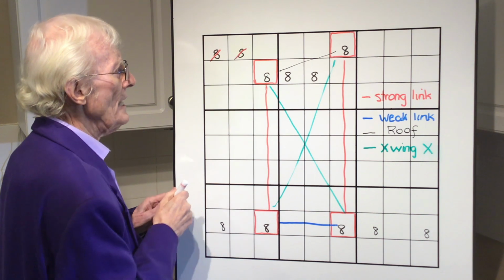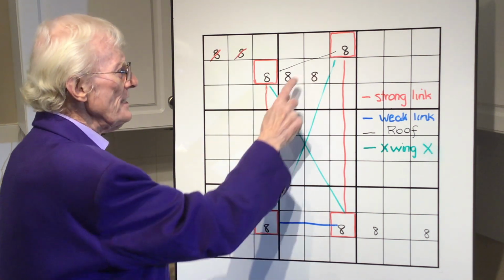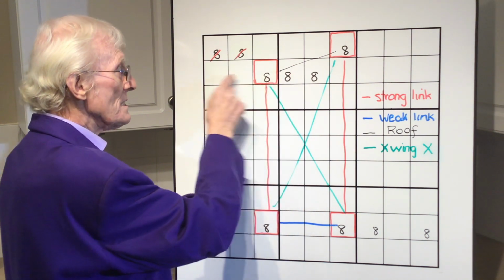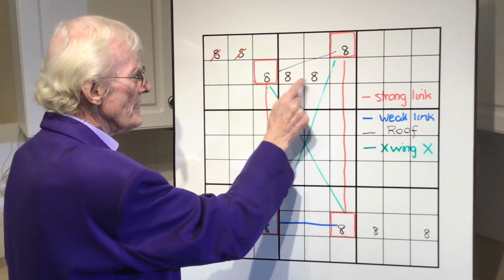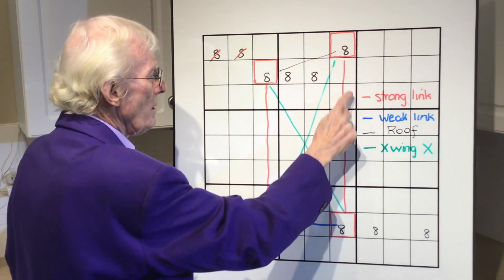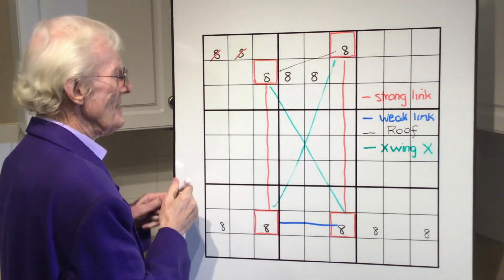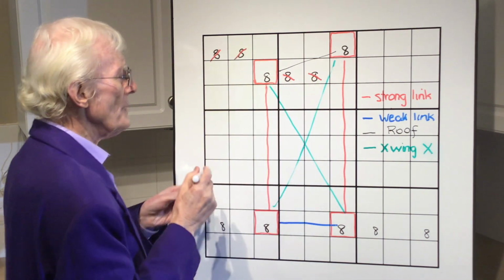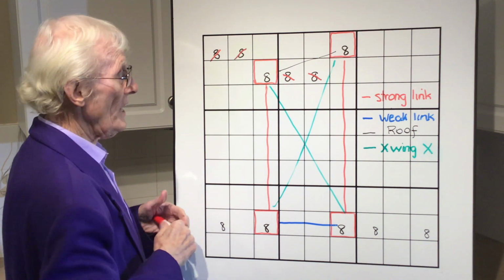Now let's look at these 8s here. These 8s can see that 8 because it's in the same row, and these 8s can see that 8 because it's in the same block. And because of that, we can get rid of that 8 and that 8. So we've now already got rid of 4 8s.